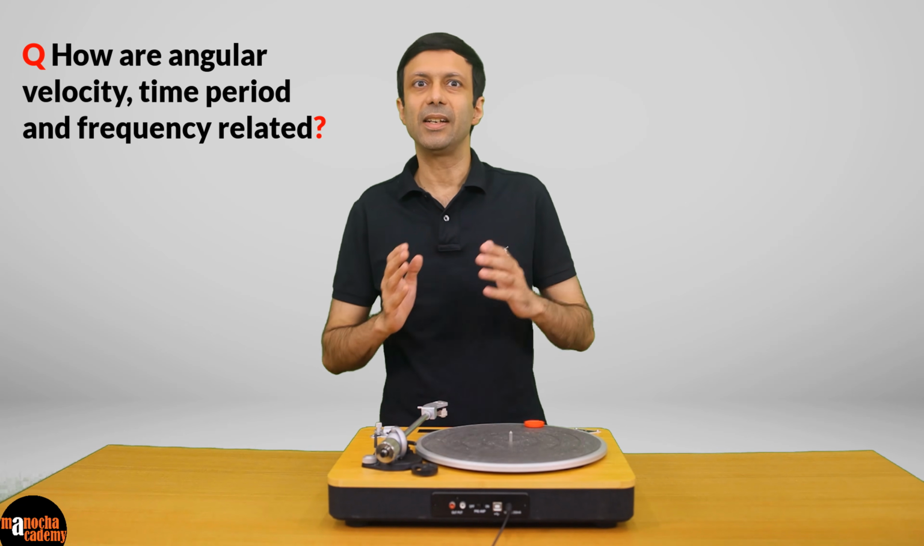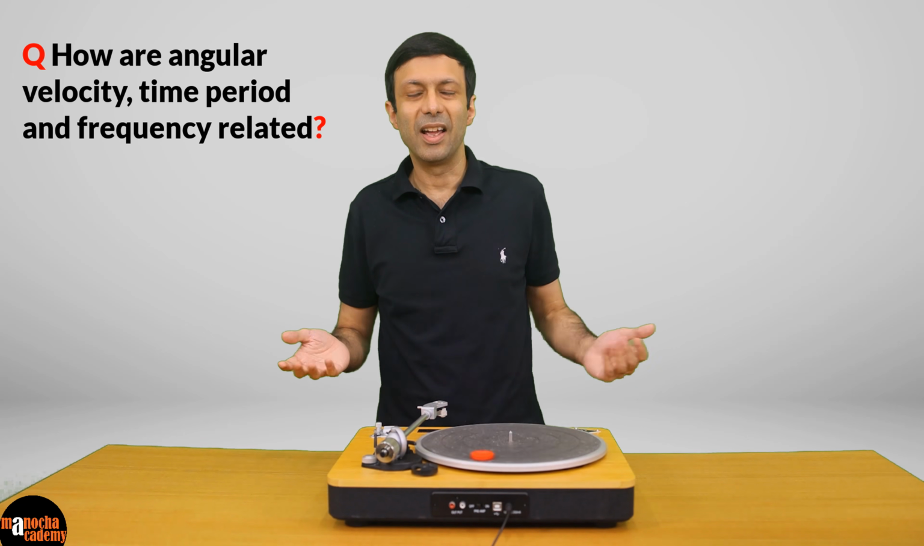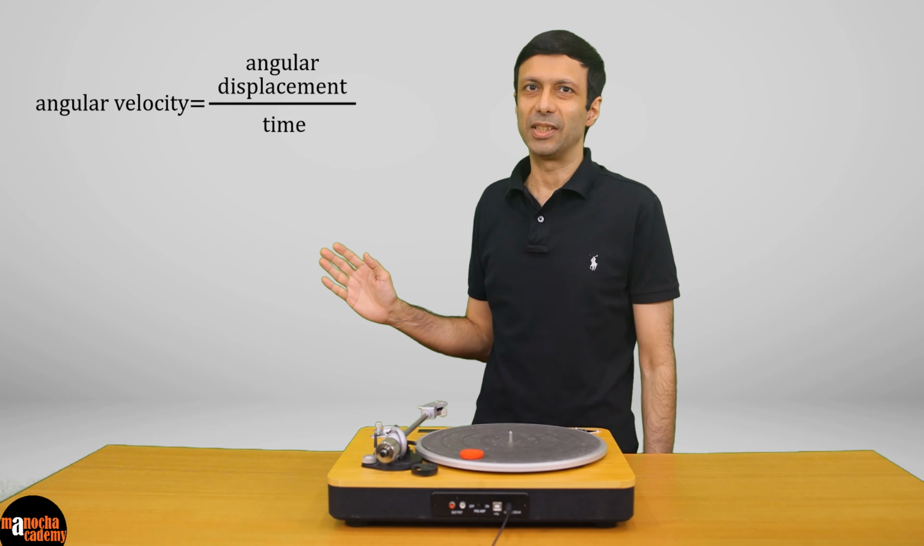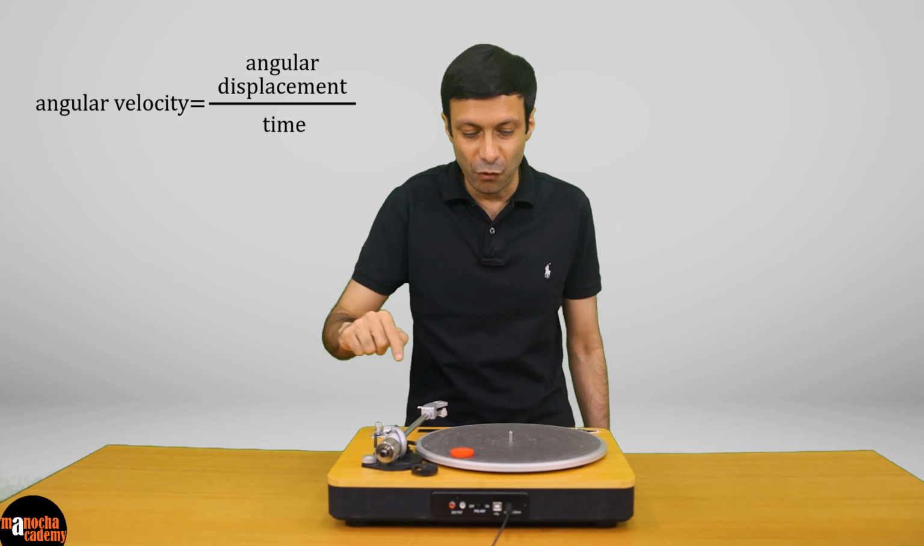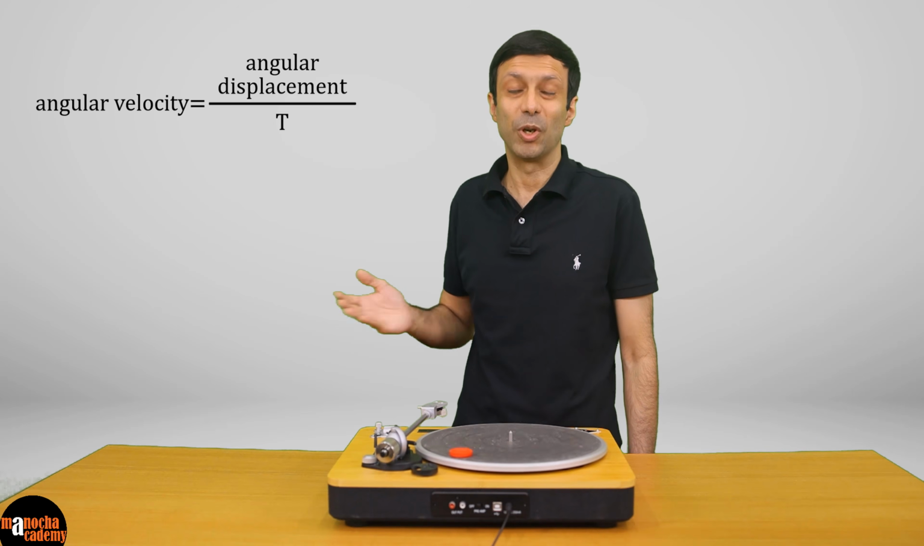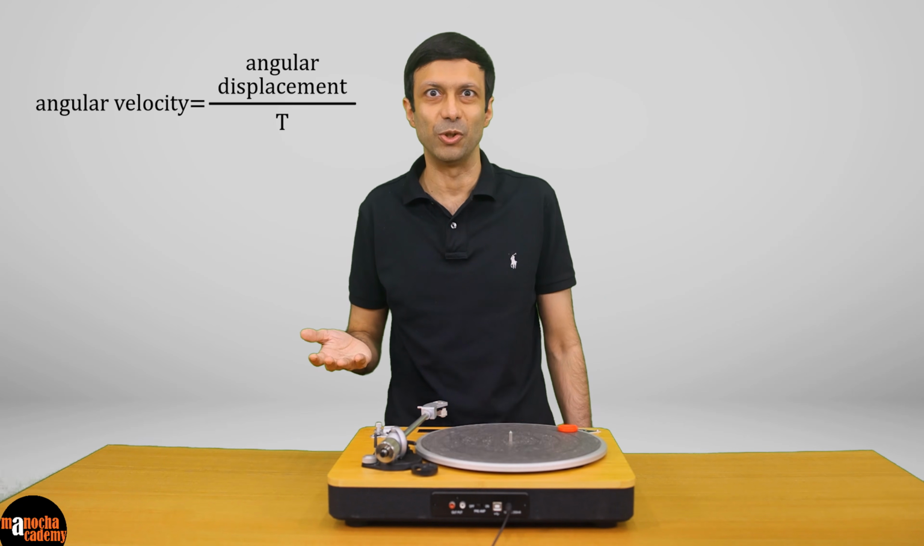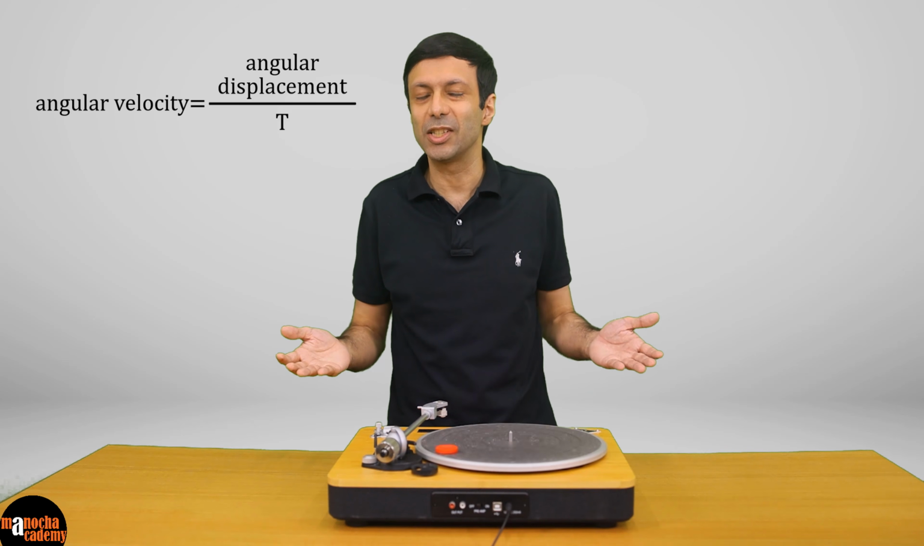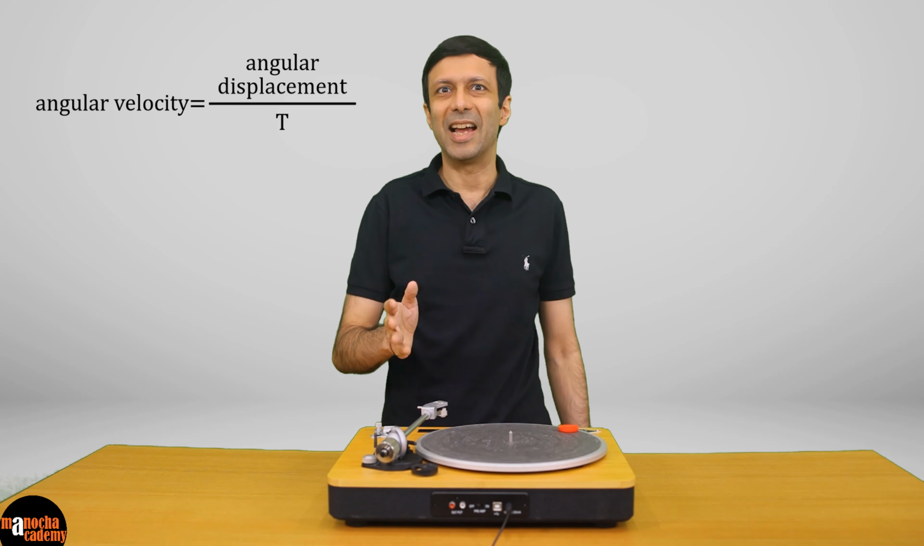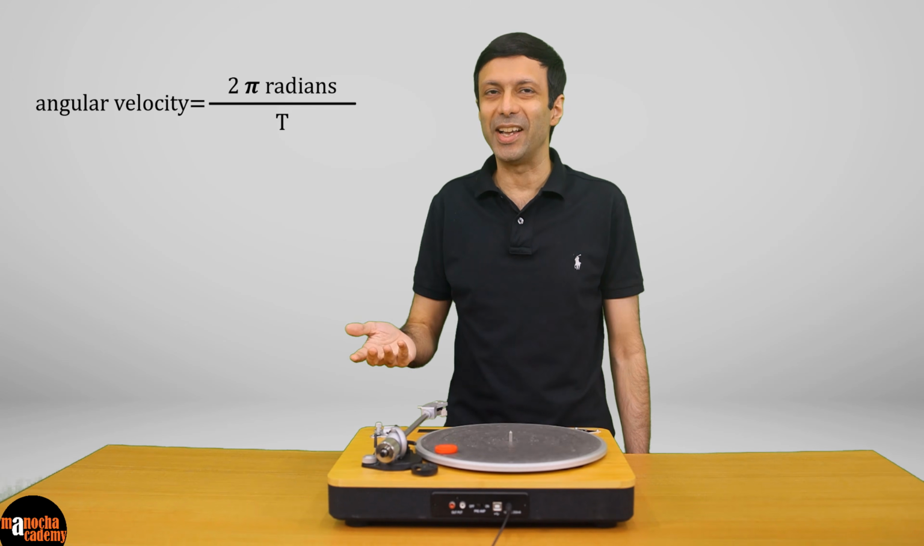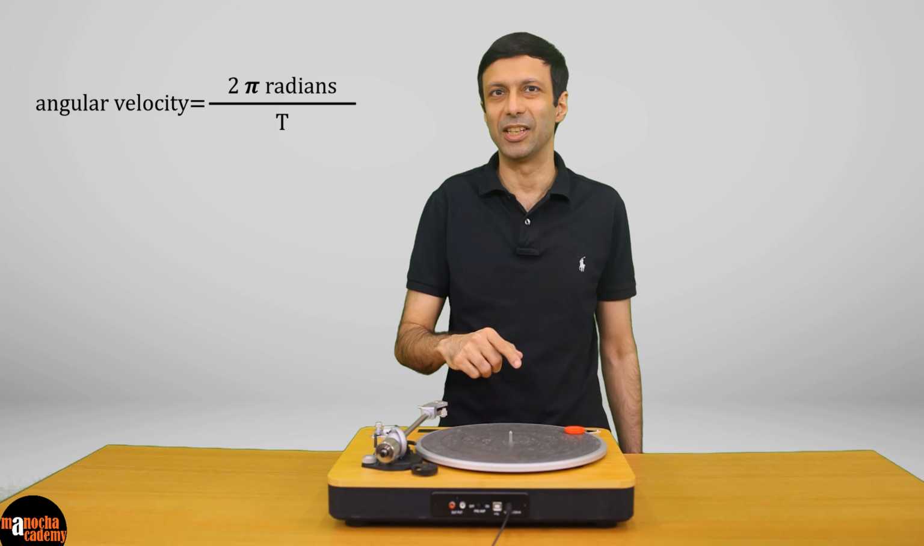How are angular velocity, time period and frequency related? It's very simple to derive the relation. Start with the formula of angular velocity. We know that angular velocity is angular displacement divided by time. Now if you take the time as the time to complete one full revolution, then the time will be the time period capital T, because it is the time taken to complete one full revolution. And what will be the angular displacement in one full revolution? That's right, it's going to be 2 pi radians because you're completing the entire circle.